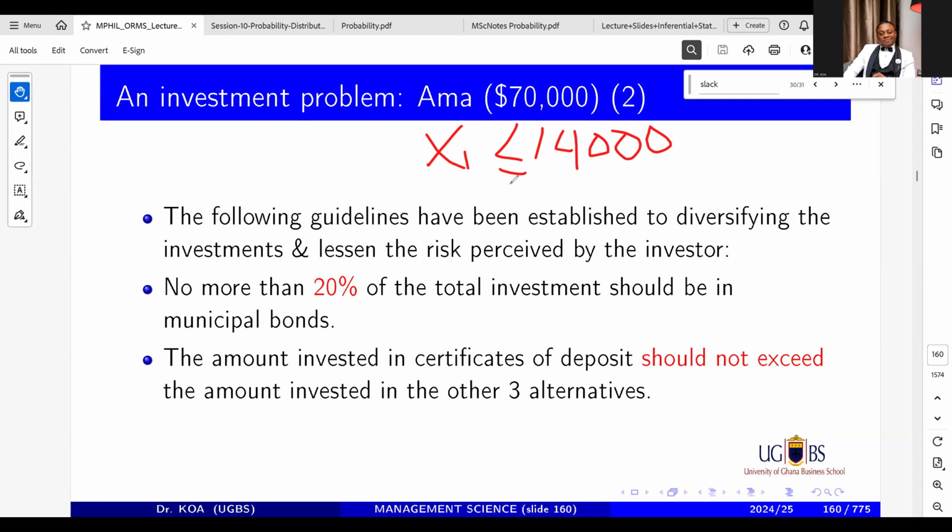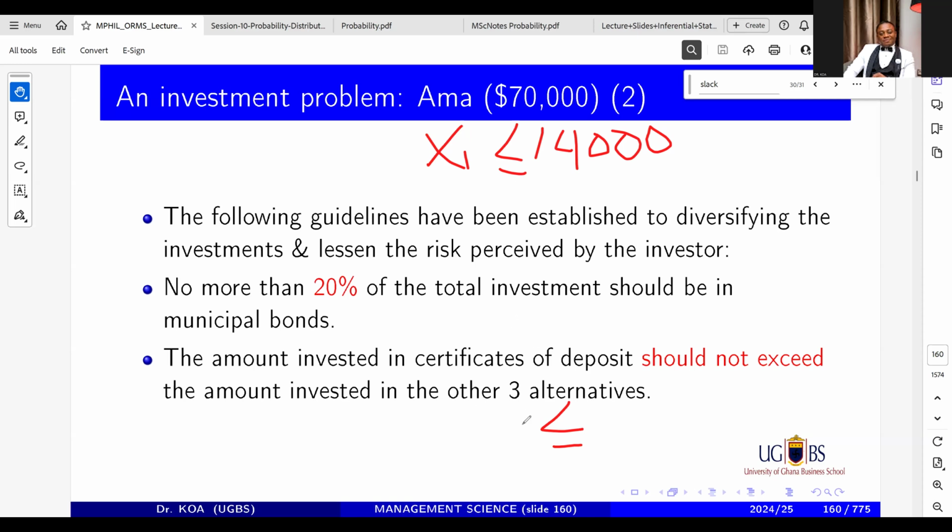Now, watch the words carefully. Should not exceed is less than or equal to. Now you are told that certificate of deposit should not exceed the other three. What symbol is certificate of deposit? When you were writing your let X2, X1, X3, what symbol was for certificate of deposit? Benjamin says X2, and X2 is correct.